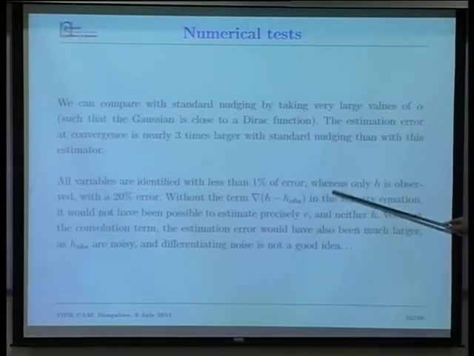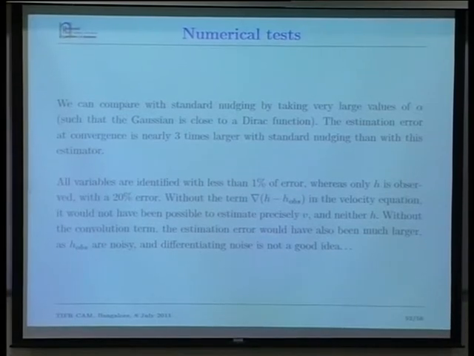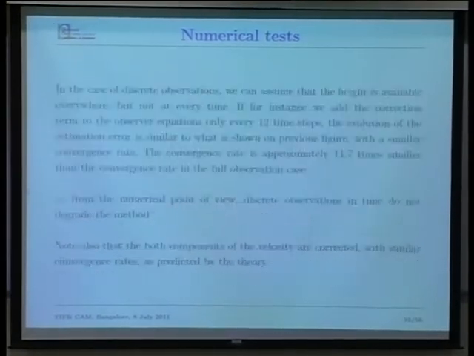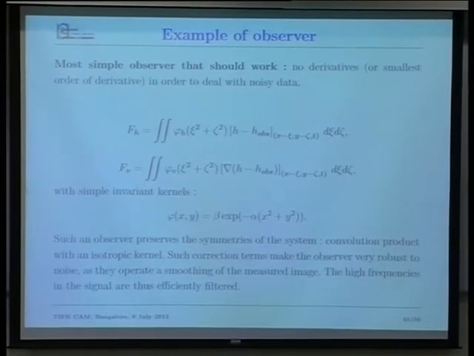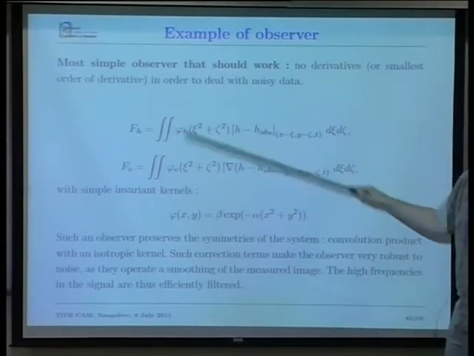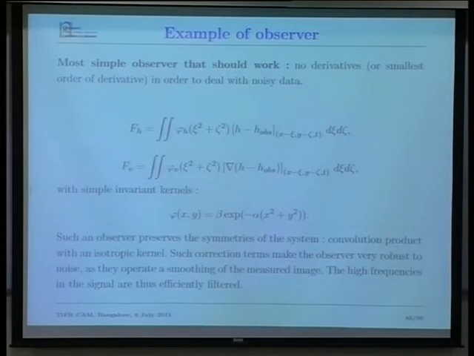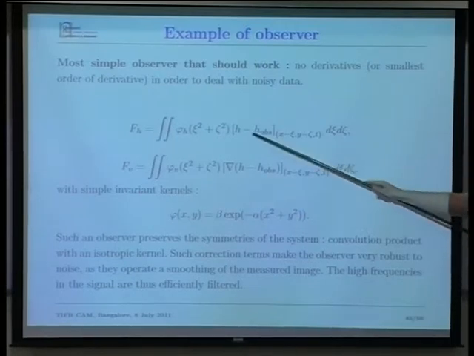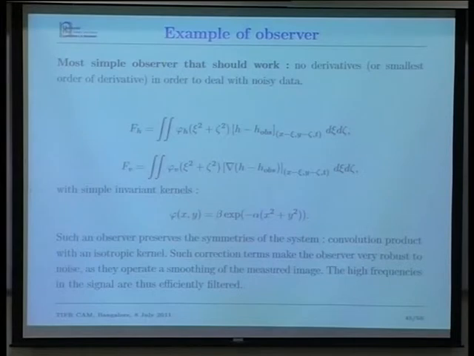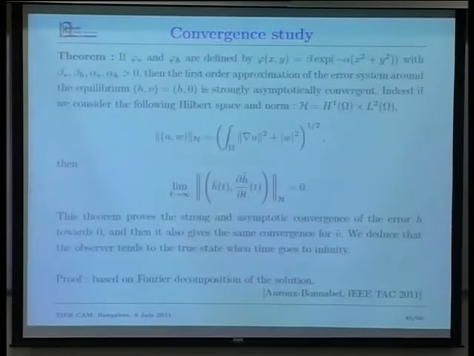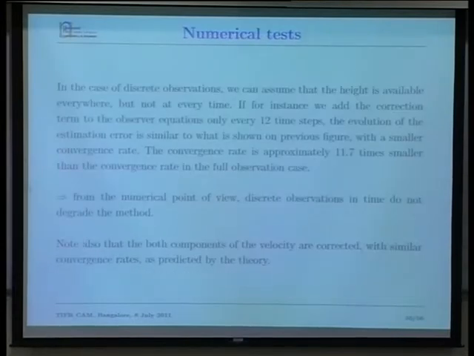So we have seen in the previous slide that all the variables are identified with less than 1%. Standard nudging is simply, you remove the convolution. At the location where you have the observations, you add H minus H obs. And it's 3 times better if you add the convolution with the Gaussian with a radius of the order of 1. I tried with 1/2, 2, there is no big difference.